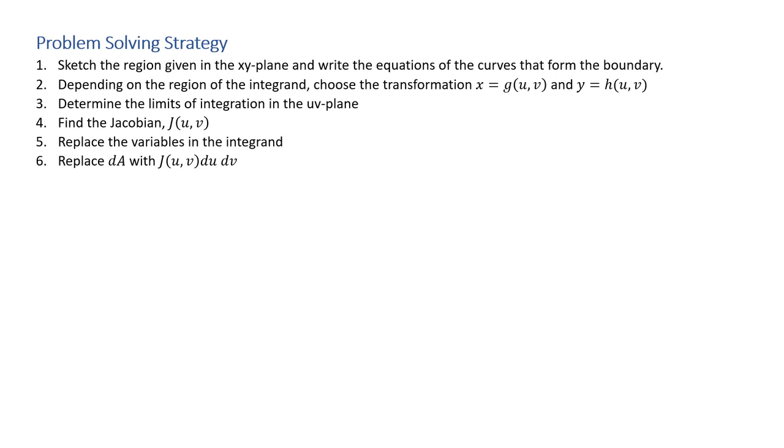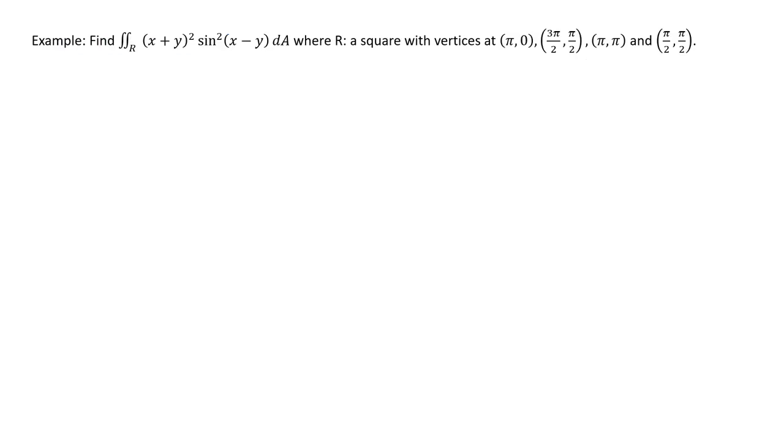We can then find our limits of integration in the UV plane, and so I usually then redraw that region in the UV plane to do that. We're going to compute our Jacobian, and then rewrite our integral in terms of u and v. So we're going to replace the variables in the integrand, and replace our dA with, I should have put absolute value, the absolute value of the Jacobian times du dv. All right, so let's put all of this together and try to solve the following problem.